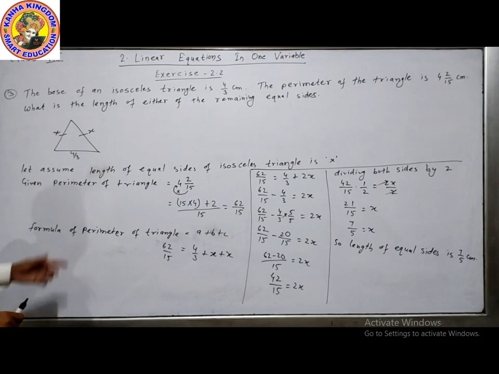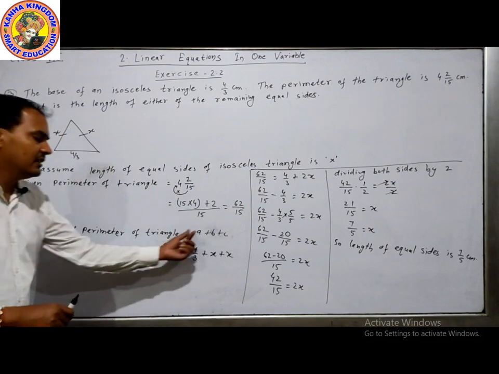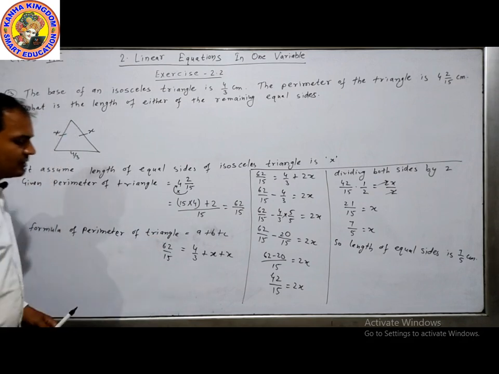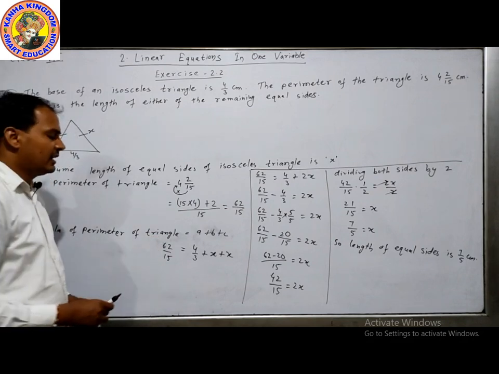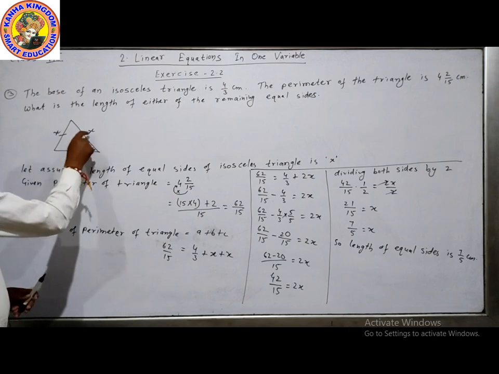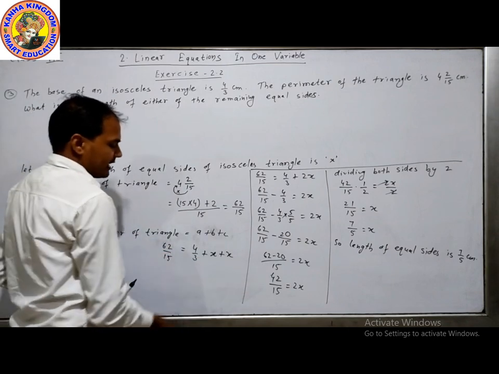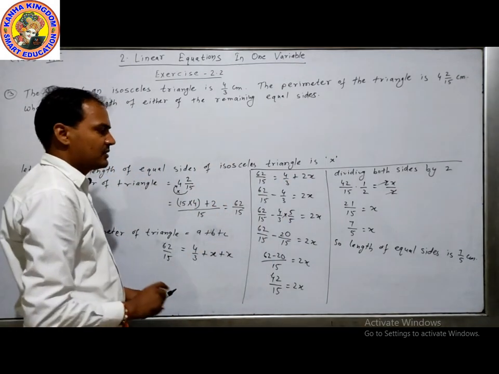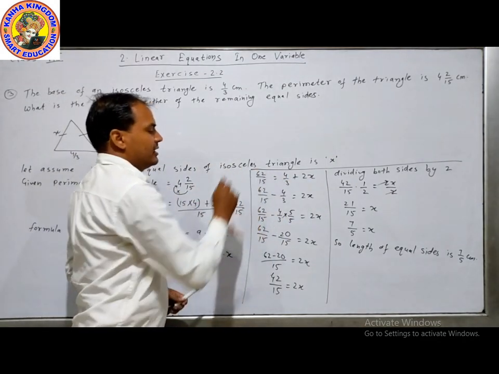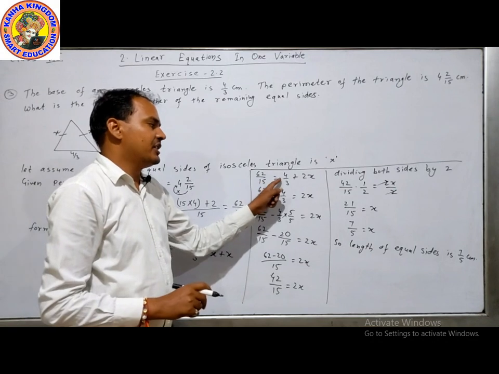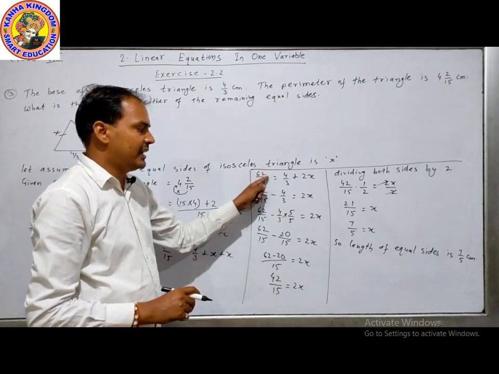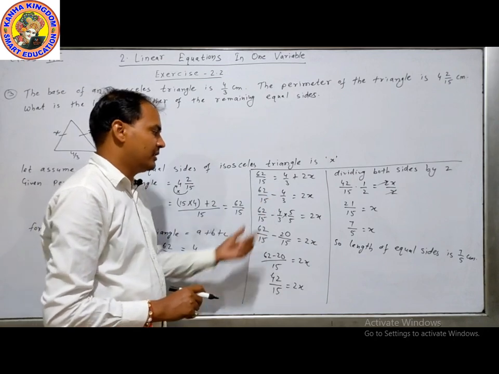This is the perimeter. Formula of perimeter of a triangle is the addition of three sides. Given perimeter is 62 by 15 and three sides are 4 by 3, x and x. X plus x will be 2x. Now transpose 4 by 3 to the left hand side. This is plus 4 by 3, moved to this side it is minus 4 by 3.